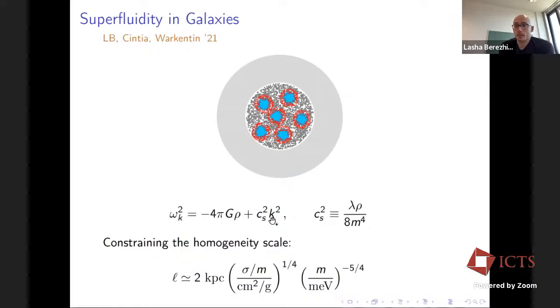Converting that k into the Jeans wavelength, which is just 2 pi divided by k, for which this vanishes, we get the following relation, which is interesting because it is simply determined by the intrinsic properties of the theory. They are completely independent of environmental properties, like the local density, etc. So it's simply given by sigma and m.